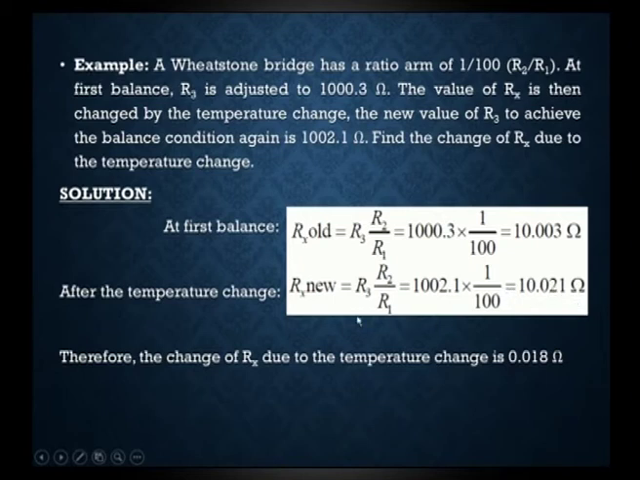So, this is how we can find the different values of resistance before and after changing the temperature. The change of Rx due to temperature, which is Rx new minus Rx old, gives the change in resistance after changing the temperature, and that is equal to 0.018 ohm.